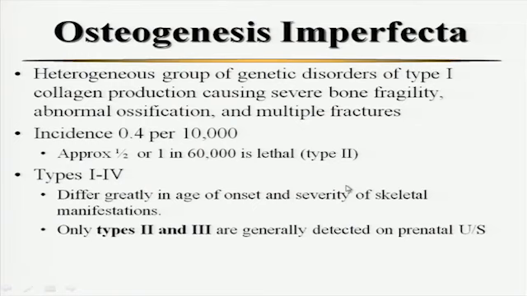So OI is a genetic disorder of type 1 collagen production causing severe bone fragility, abnormal ossifications, and multiple fractures. So incidence about 0.4 per 10,000. Half of those, or 1 in 60,000, is lethal. So that's the type 2. So types 1, 3, and 4 are different. They differ greatly in age of onset and severity of skeletal manifestations. Only type 2 and 3 are generally detected on prenatal ultrasound. So some of these you're not going to see on ultrasound.